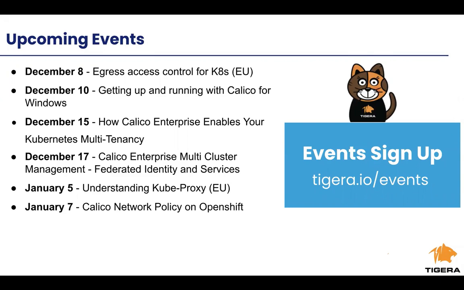And then on the 17th, I'm going to be back doing multi-cluster management. If you have more than one Kubernetes cluster, maybe one per region in AWS, or one per region in Azure, or in your on-prem data centers, and as long as you have routable connectivity between your clusters, we can federate the endpoint identity across all of those clusters and use Calico policy labels to control who can talk to who across clusters, which is a really cool superpower that is part of Calico Enterprise.